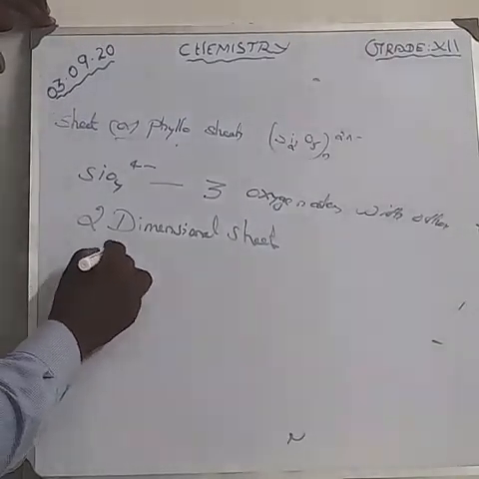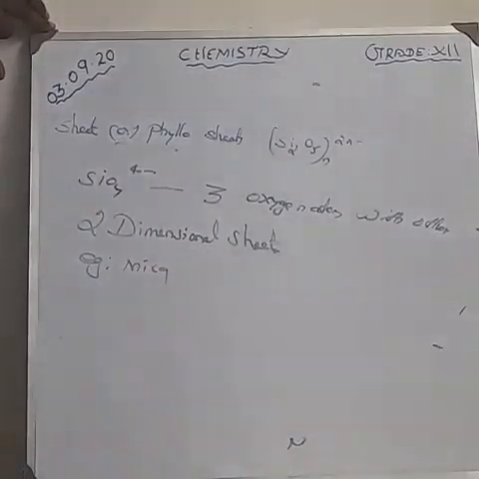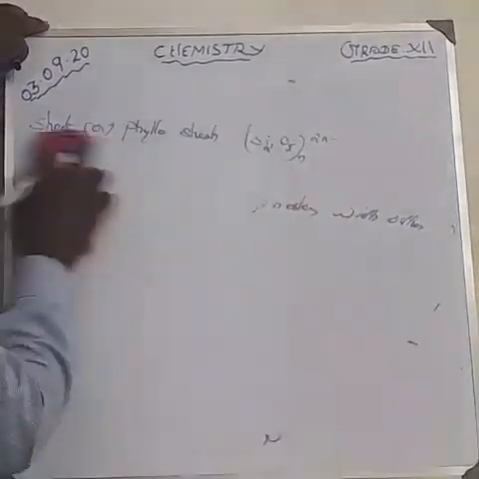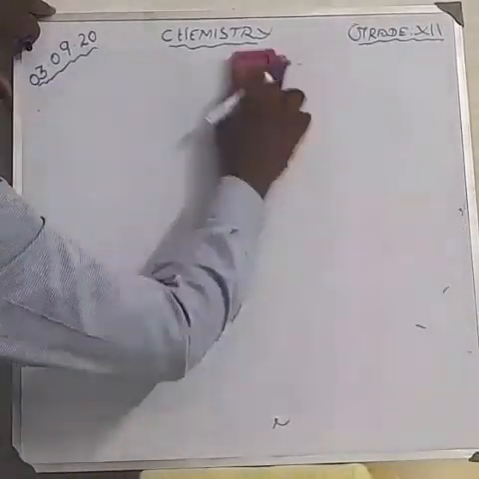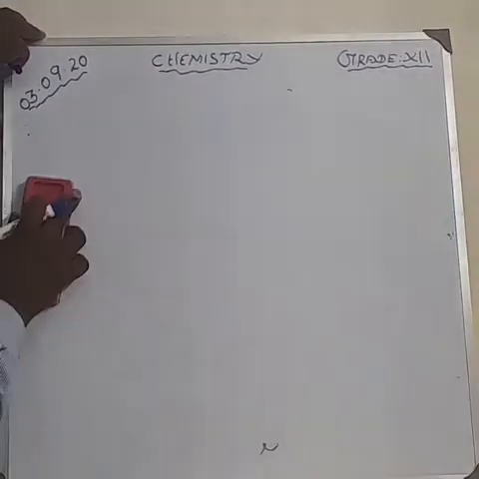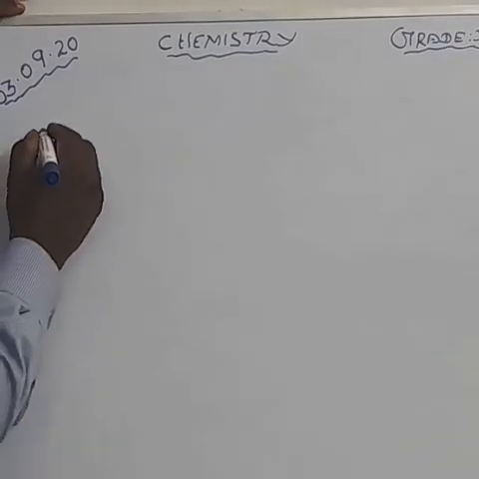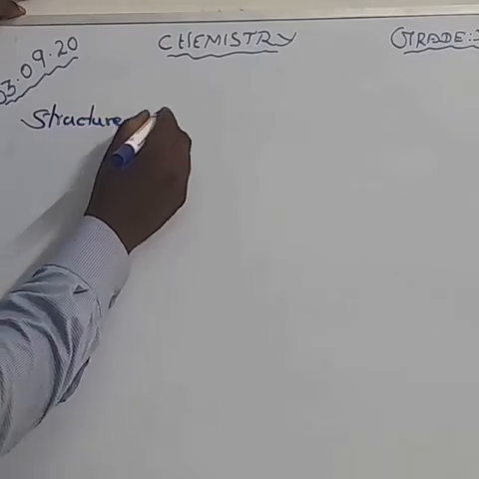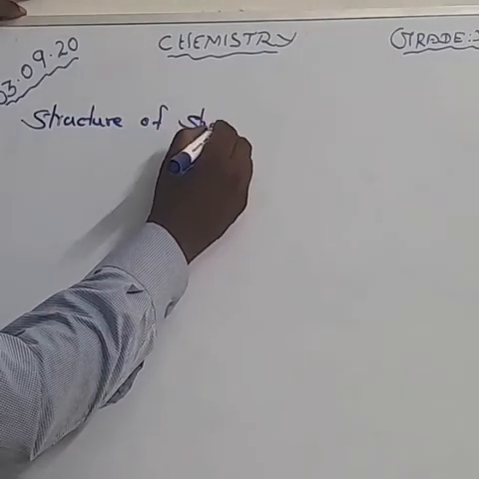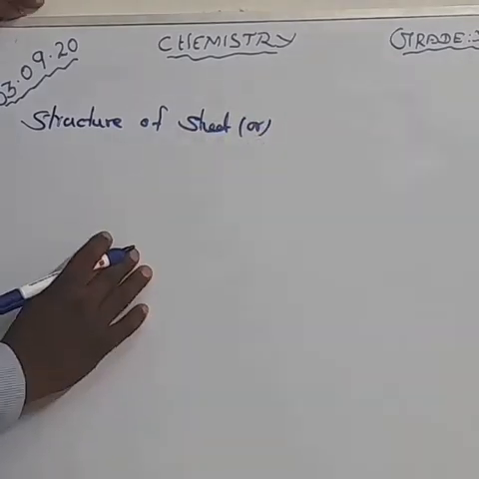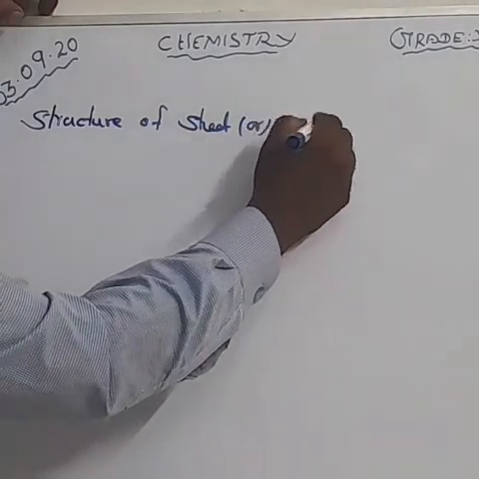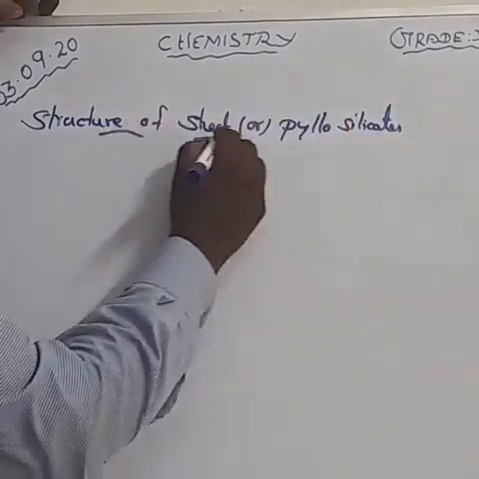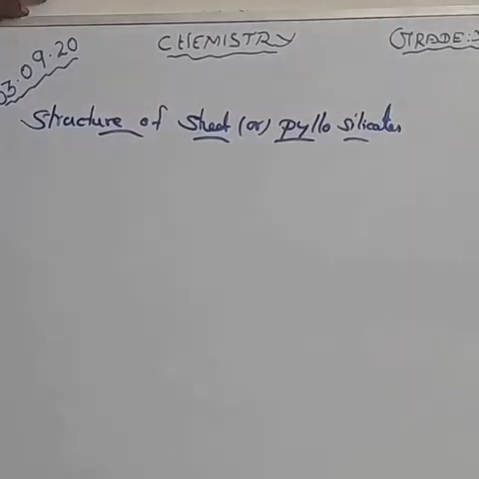We can give the mica. Mica is a very good example for this phyllo sheet. How can you draw this phyllo sheet? Structure of sheet or phyllosilicate.